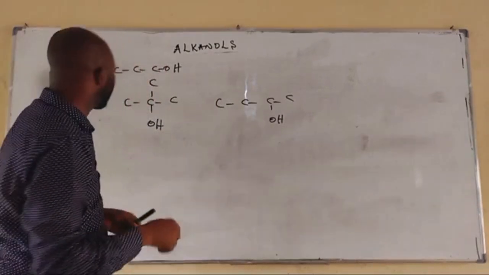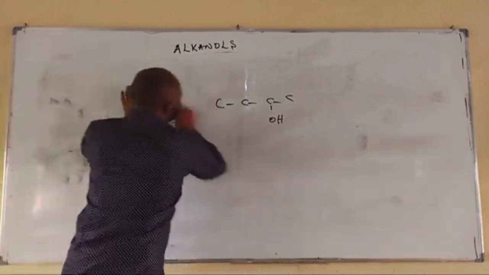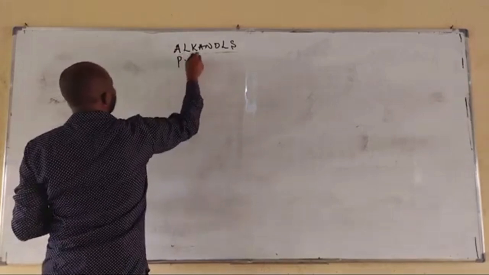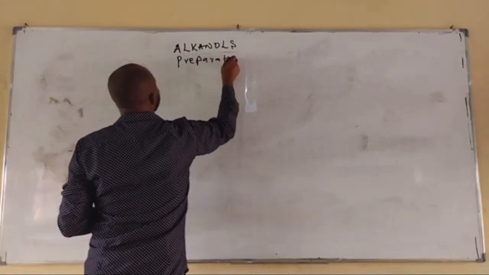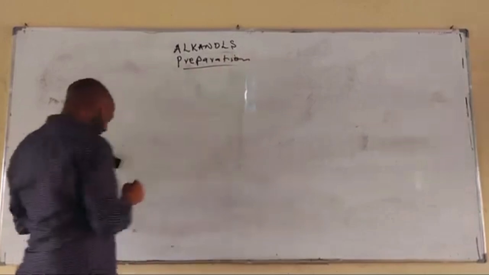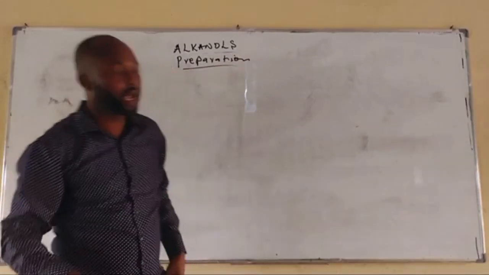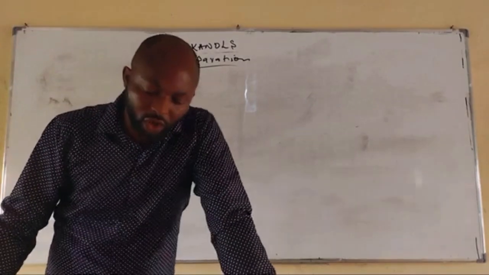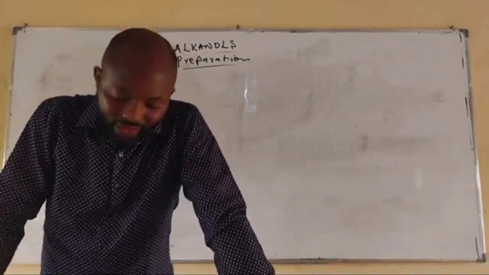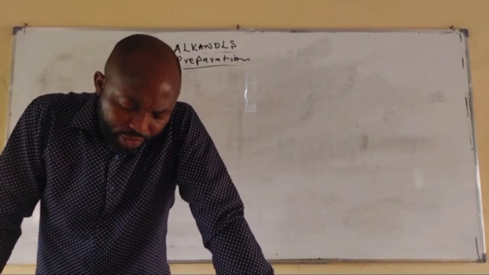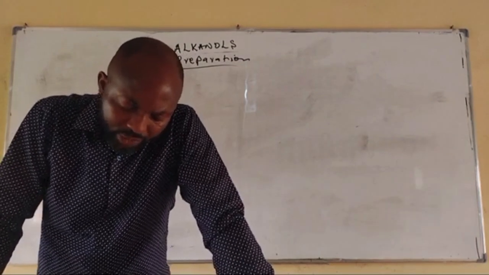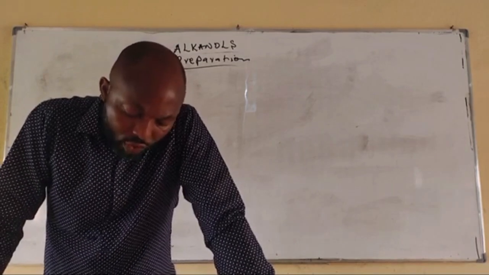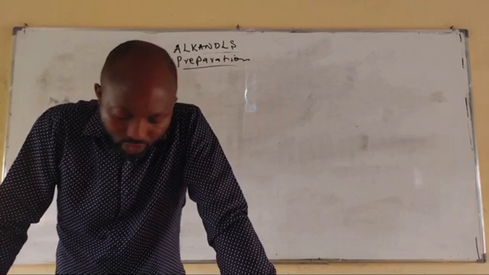Now let's go down to preparation of alkanols. How can we prepare alkanols? We have the alkaline hydrolysis of haloalkanes. We say this reaction can be achieved by refluxing the haloalkane with an aqueous solution of sodium or potassium hydroxide.